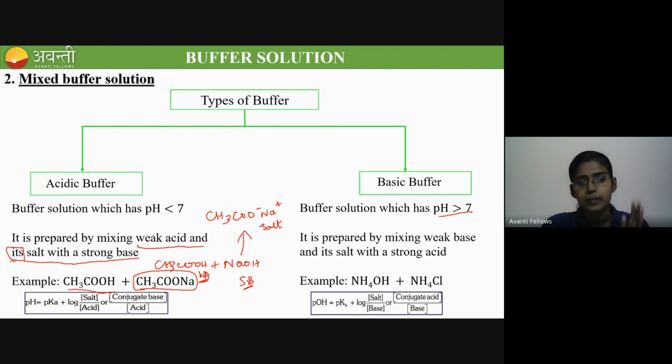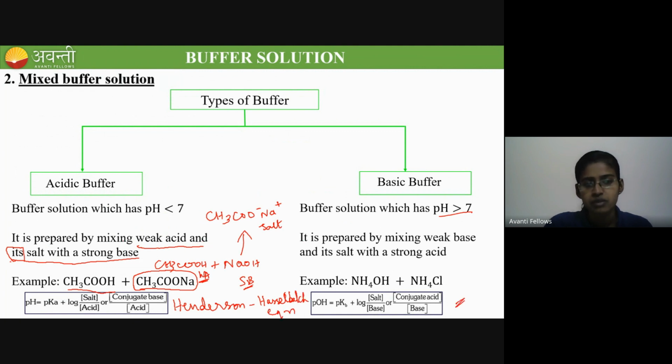Very important. If I have to find out the pH for an acidic buffer, I have to use this relation: pKa plus log of the concentration of the salt by the concentration of acid, or the concentration of conjugate base divided by the concentration of acid. And this equation, this formula, is called the Henderson-Hasselbalch equation.